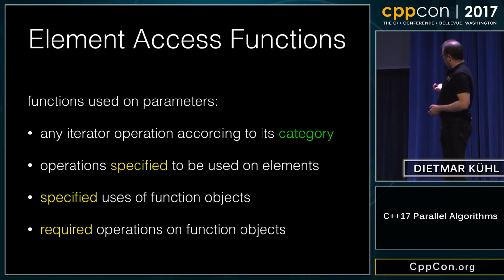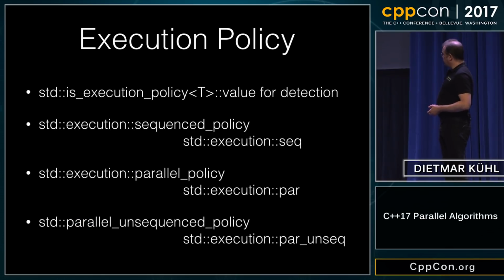And then based on that, we get a number of execution policies. Currently, the standard defines three: sequenced, parallel, and parallel unsequenced. There is also an execution policy type trait, which is intended for detection. It does not work, and it is unspecified what happens if you define your own execution policy and try to pass that into the standard library algorithms.